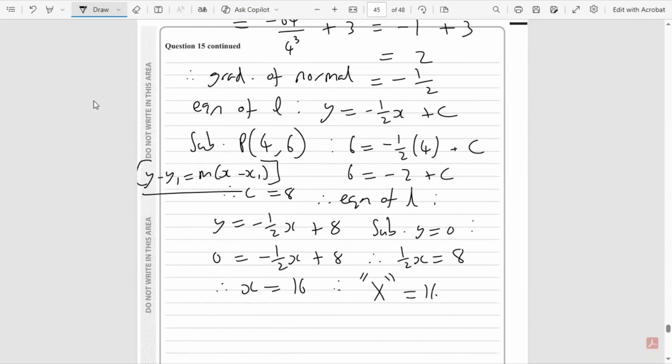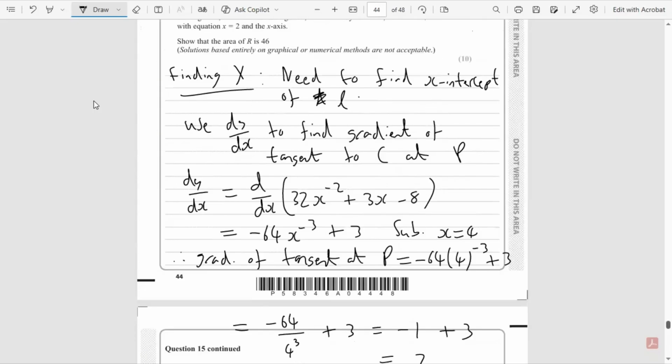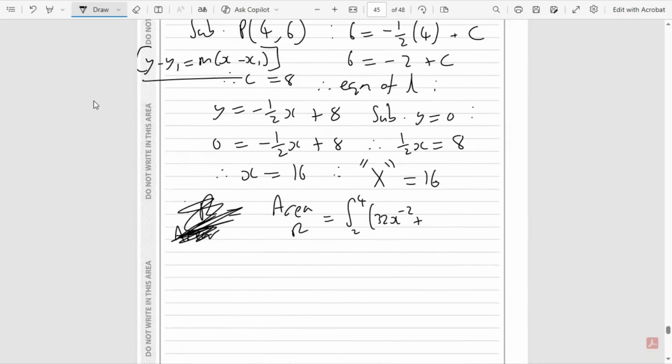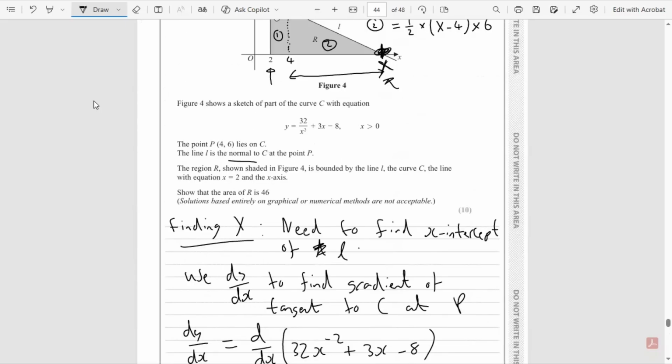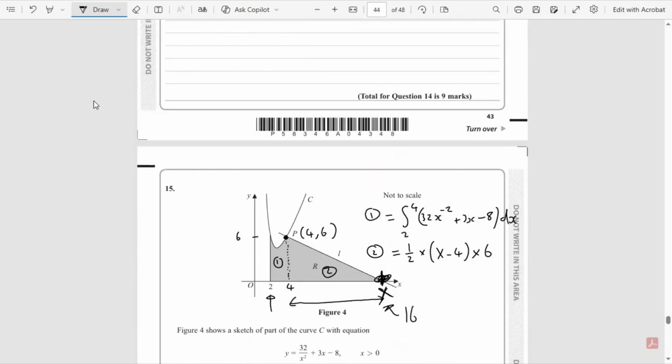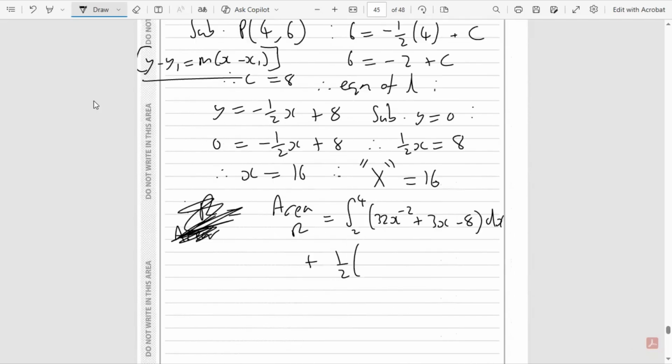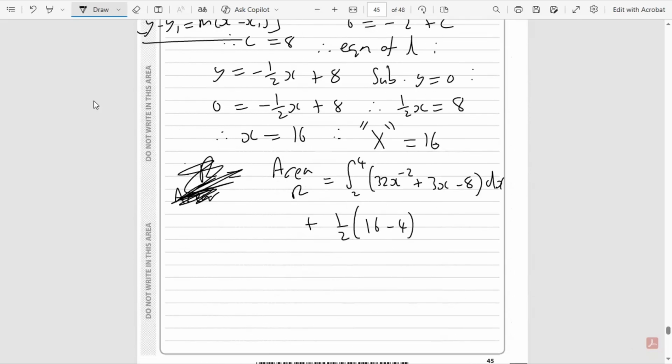So now we can say that the area of R, let me write that again, area R, is going to be the integral from 2 to 4 of the curve, 32x to the minus 2 plus, I think it was 8x, sorry, 3x, take away 8, and then plus the area of the triangle, so half, base times height. Now we know that this missing value is 16, so it's 16 take away 4, times the height of 6.